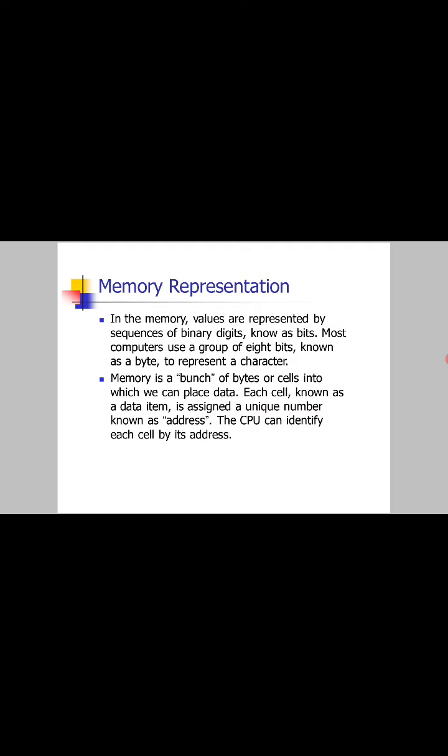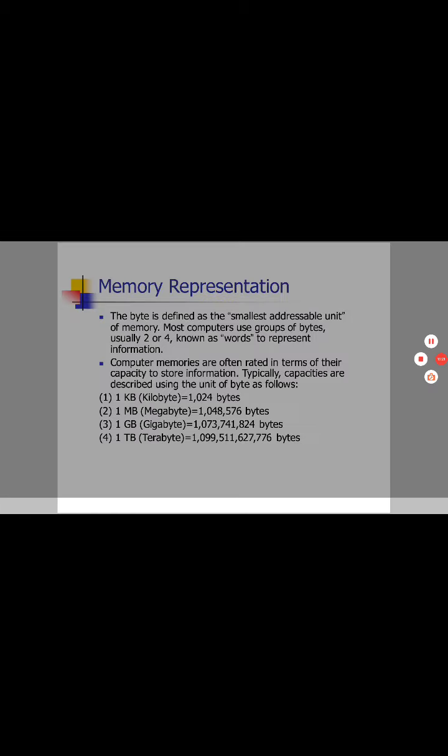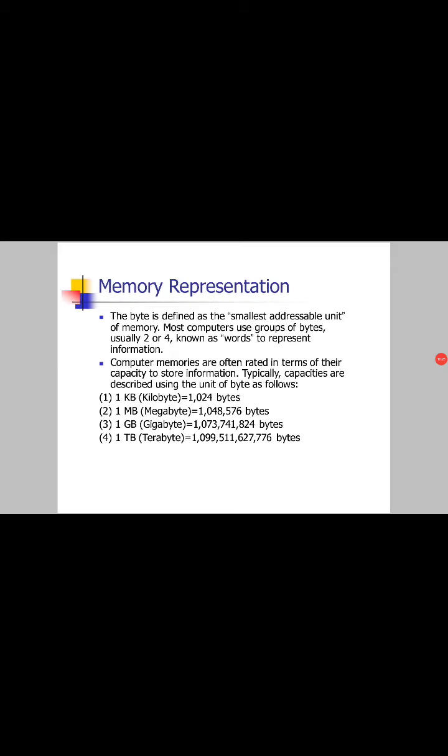Generally, computer memories are represented in the form of bits, bytes, kilobytes, megabytes, like that. Memory is a bunch of bytes or cells into which we can place data. Each cell, known as a data item, is assigned a unique number known as an address. The CPU can identify each cell by its address. So this is how computer memories are used to store data or information.